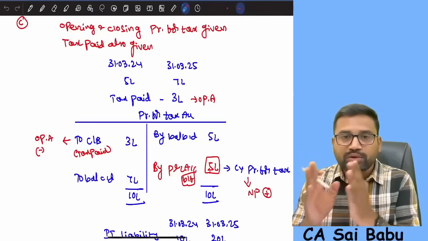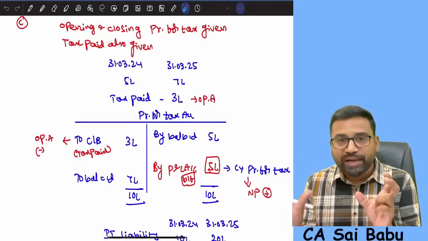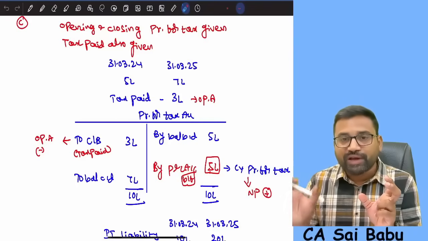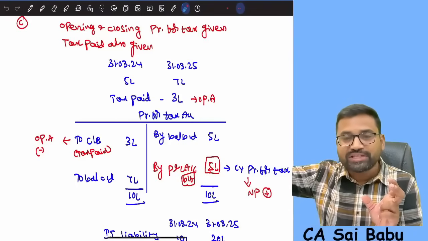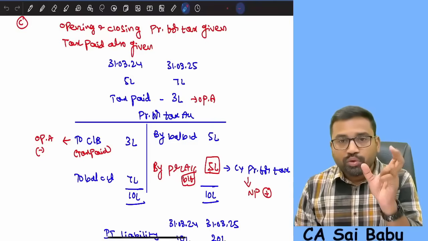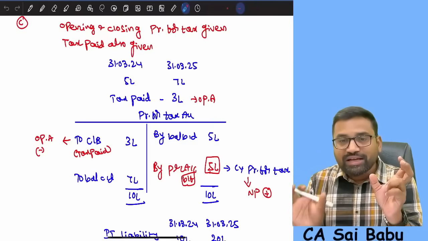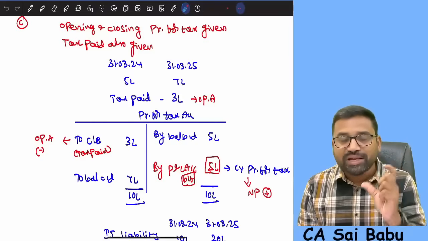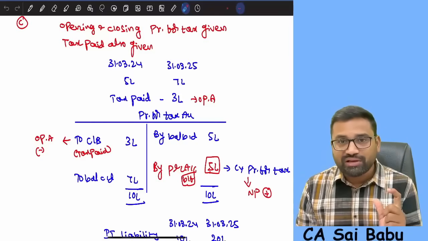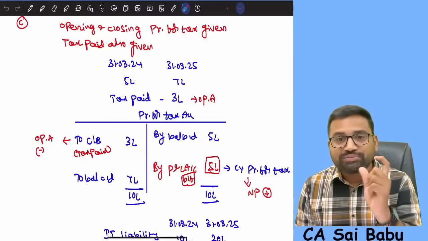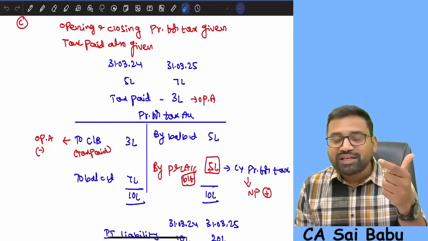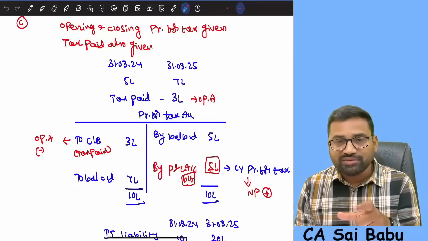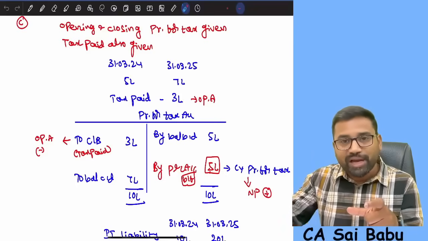Only opening and closing provision given: opening provision is assumed paid, and closing provision is nothing but the current year provision for tax, appropriated from the current year. While arriving at net profit, if it is not given, add back. Opening given, closing given, current year tax liability also given: then ascertain the balancing figure. Opening plus current year minus closing is nothing but tax paid during the year, which we consider in cash flow statement operating activity. When ascertaining net profit before tax, if it is not given in the question, add back the provision for tax, whatever the current year tax liability is.